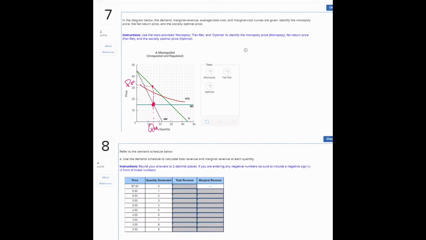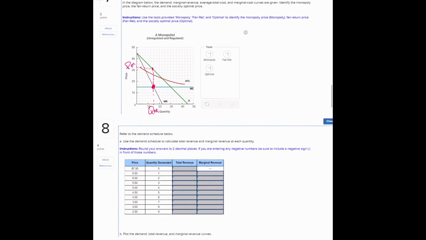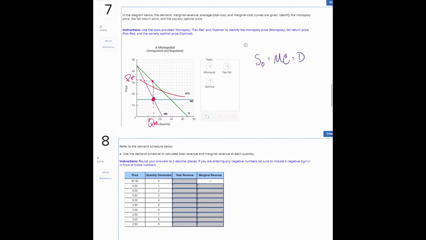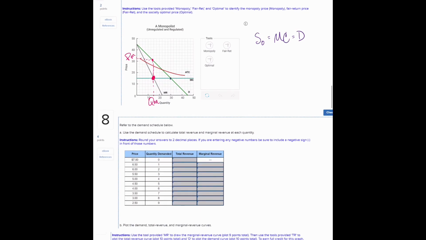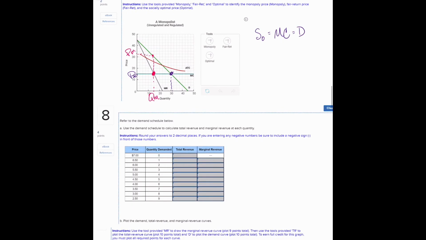Then it says find, let's see, what am I looking at next? Oh, for the fair return and the optimal. So socially optimal then, I'll use a different color for that. Let's see if that works better. Socially optimal is where marginal cost is equal to demand. So we're going to find marginal cost equal to demand right here. And the socially optimal price then is going to be carried over here because it's already touching the demand curve. And the quantity socially optimal will be here.